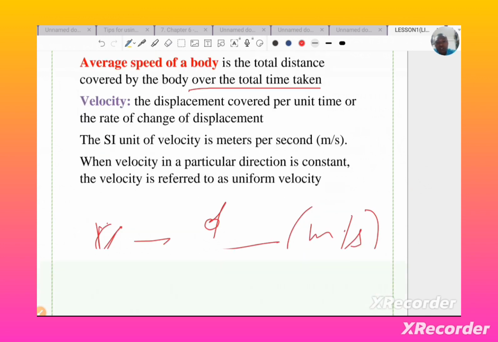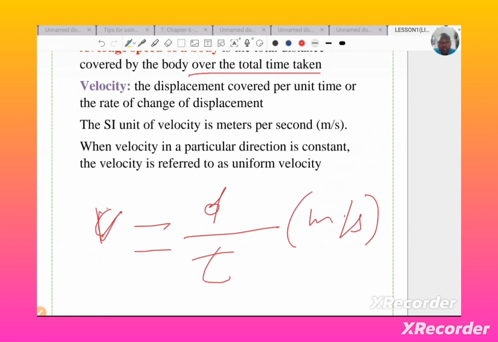Now let's continue with velocity. Velocity is the displacement covered per unit time, or the rate of change of displacement. Because velocity is a vector quantity, to define it we use displacement, because displacement also is a vector quantity. So you take a displacement and divide by the time. So the SI unit also is the meter per second. When velocity in a particular direction is constant, it is referred to as a uniform velocity. It means a constant velocity.